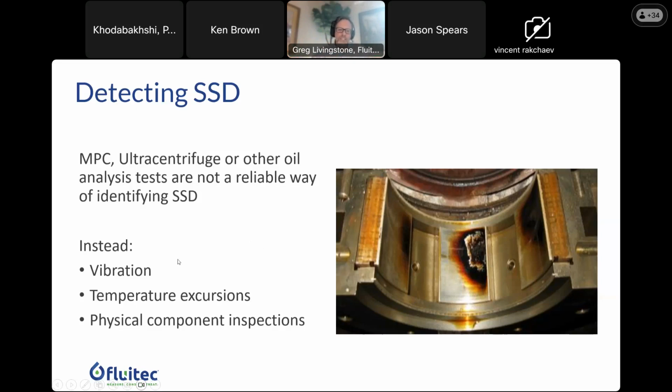So vibration can let you know if shear stress deposits are happening. Temperature excursions, if you have bearing temperature probes that are continually telling you the temperature of the bearings, look for those trends. And if you see temperature excursions, then that could be a sign of shear stress deposits.